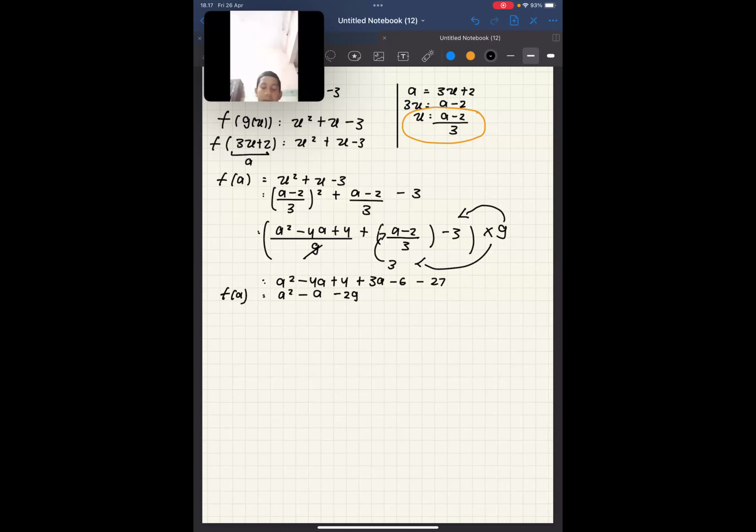Oops, sorry. The fa is also multiplied by 9. So this is 9 fa equal to a squared minus a minus 29. Now we can change the a here into x. So fx equal to x squared minus x minus 29, we move the 29 to the other side and divide by 9. So this is the fx of these functions.